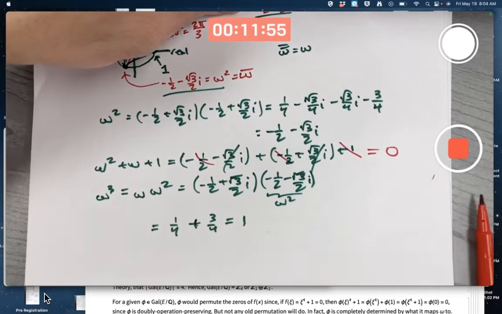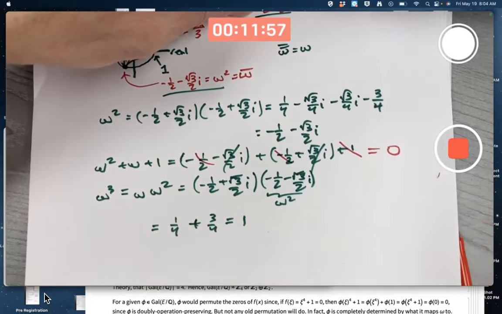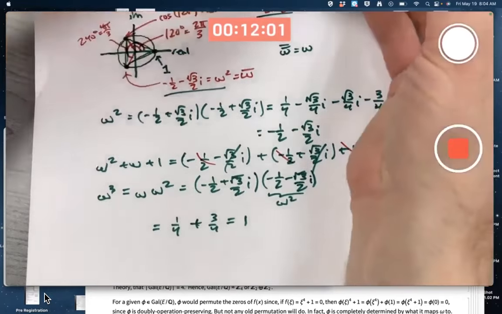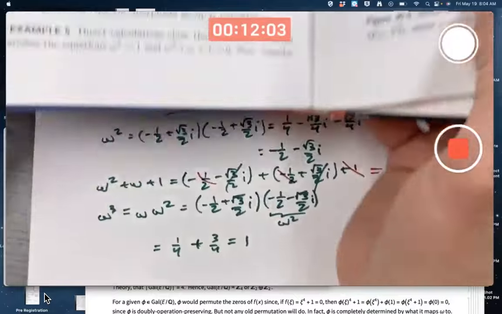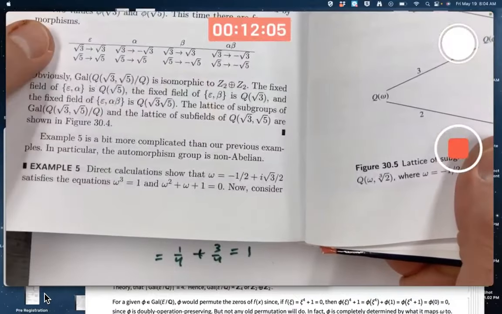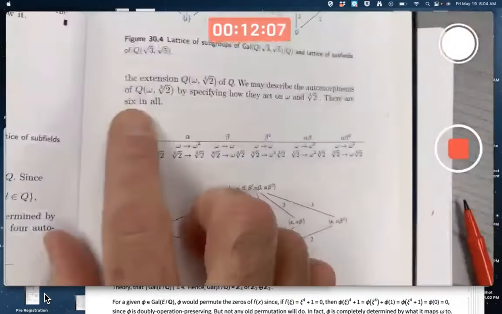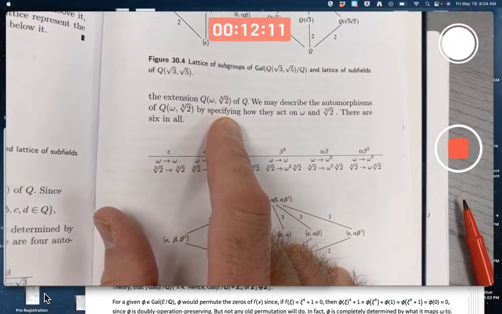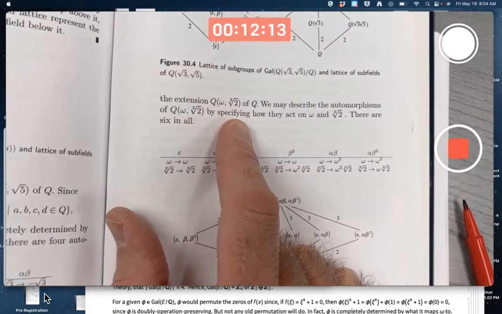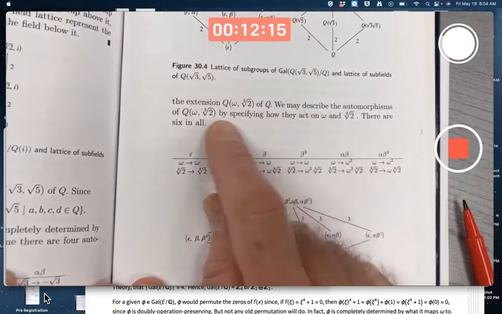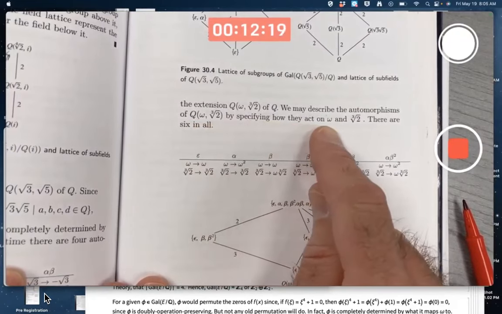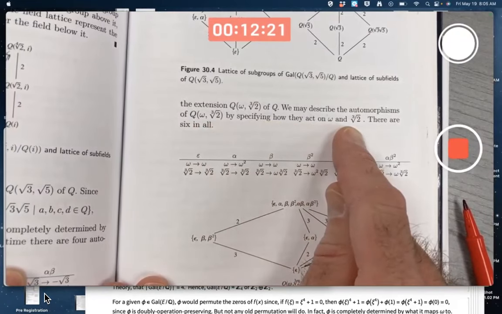All right, so we've just practiced a little complex arithmetic, which you should be able to do on the test. And then we want to get back to Galois theory here, evidently. So this was background, needed to consider this extension of Q. We may describe the automorphisms of that field extension by specifying how they act on omega and the cube root of 2. Let's think about that again.